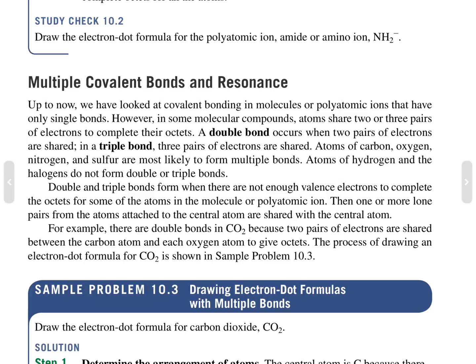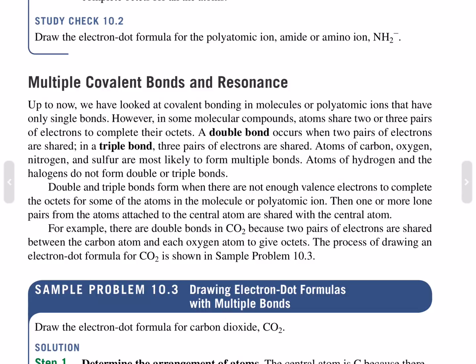Multiple covalent bonds and resonance. Up to now, we've looked at covalent bonding in molecules or polyatomic ions that have only single bonds. However, in some molecular compounds, atoms share 2 or 3 pairs of electrons to complete their octets. A double bond occurs when 2 pairs of electrons are shared. In a triple bond, 3 pairs of electrons are shared. Atoms of carbon, oxygen, nitrogen, and sulfur are most likely to form multiple bonds. Atoms of hydrogen and the halogens do not form double bonds or triple bonds.